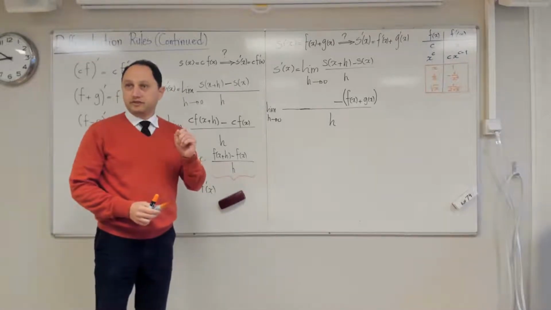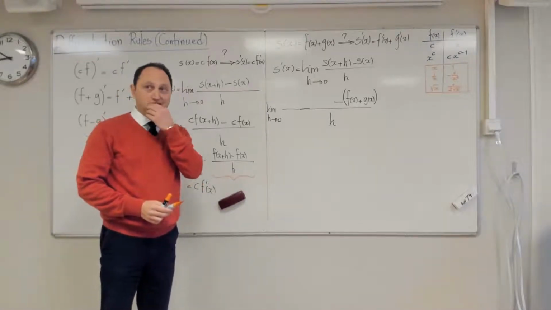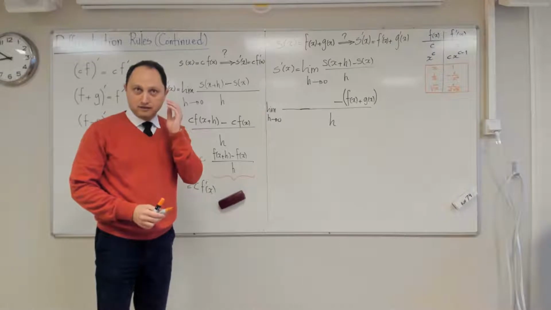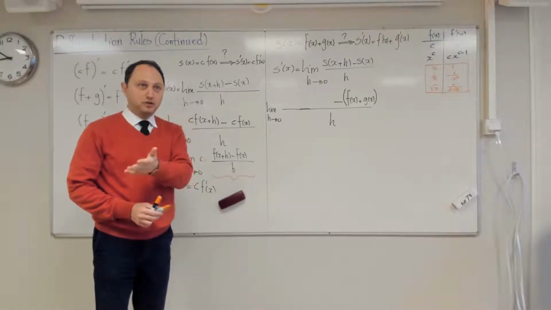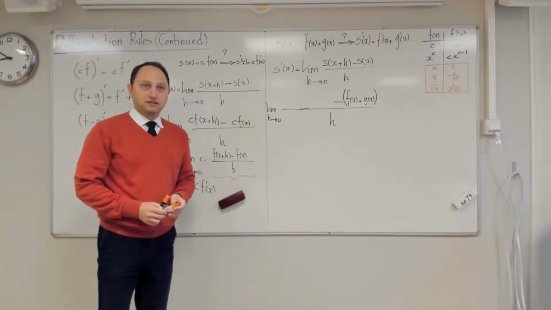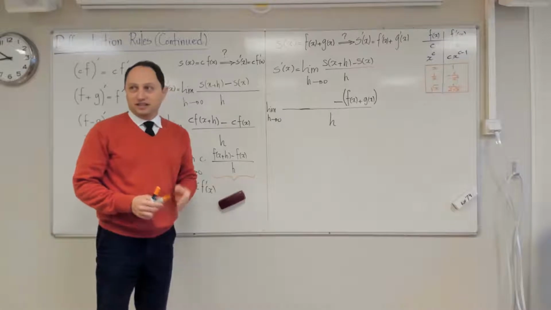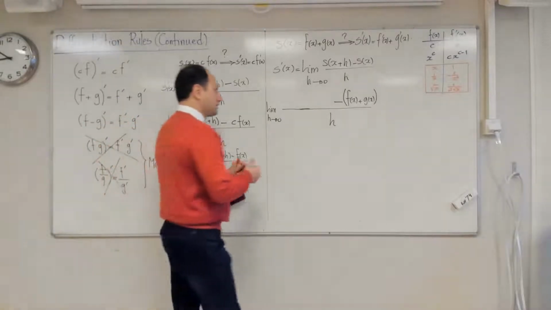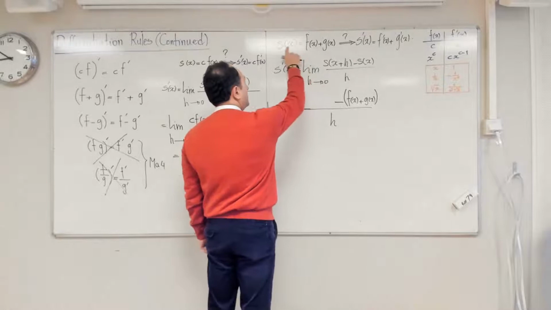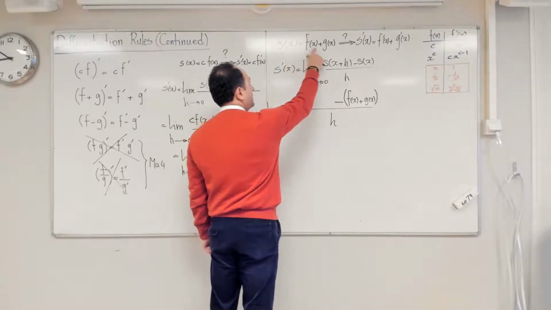Someone else first? No one? Yes? f of x plus h plus g of x plus h. How many of you agree? How many of you agree? It's good, at least. Yes, good. That's correct. Because s of x is f of x plus g of x.